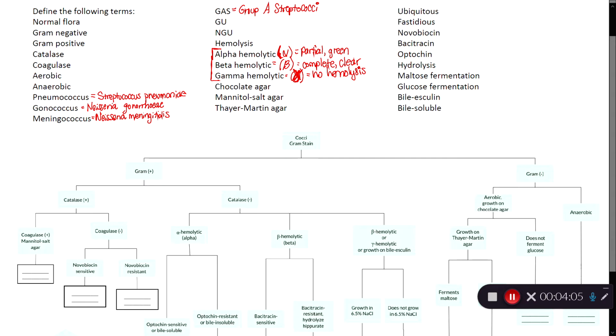So with chocolate agar, you might want to be familiar with what's in these three common agars we use for identification of these cocci. And these are great trigger words for specific etiologic agents.